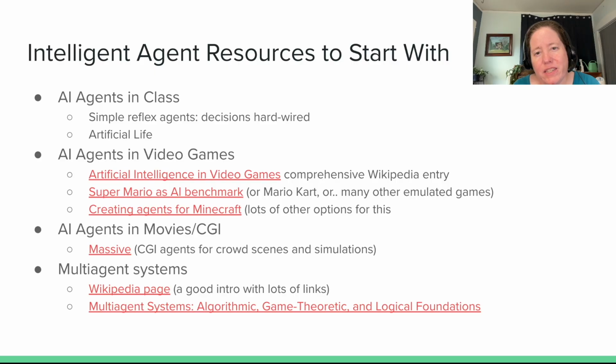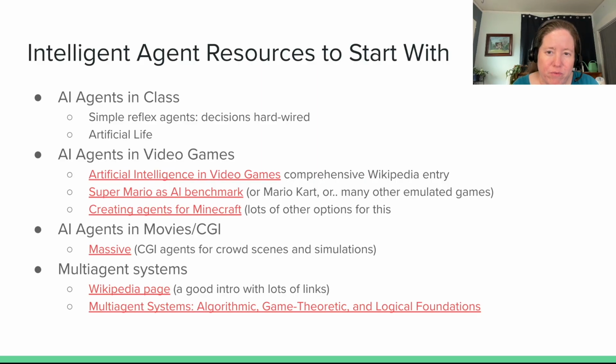Similarly, AI agents have been used a lot in movies for CGI purposes. Oftentimes, background crowds are now implemented as agents, each of whom is maybe a reflex agent. It has some goals, it has some things it wants to do, and it's interacting with its environment in a way that makes those background characters, non-player characters, more interesting in how they behave.